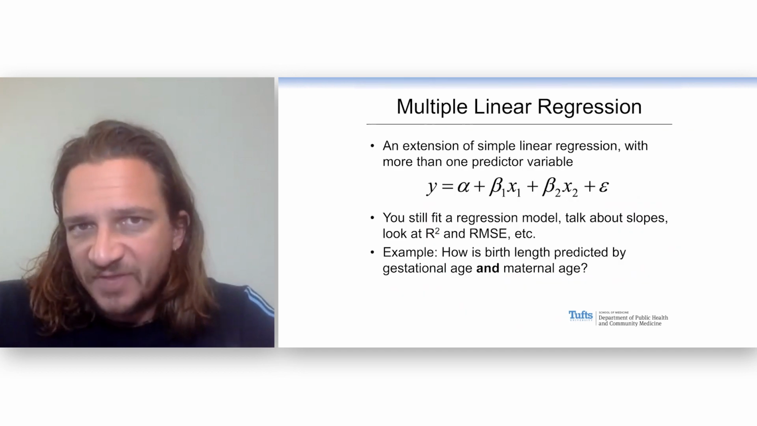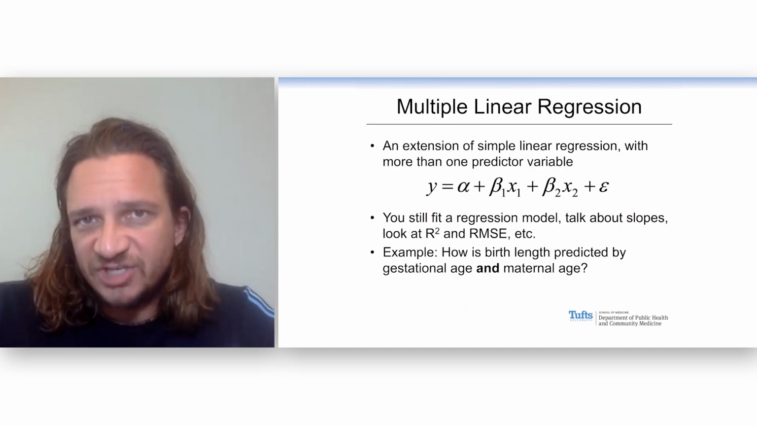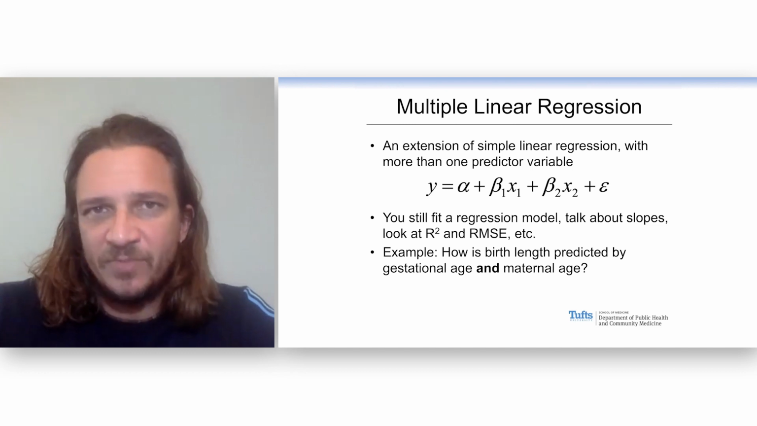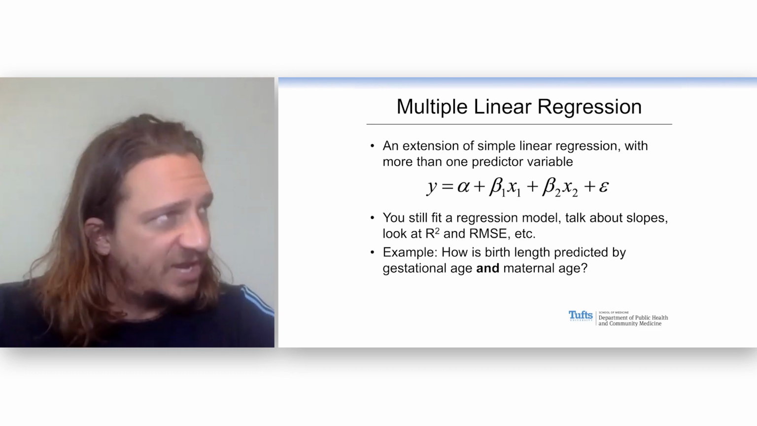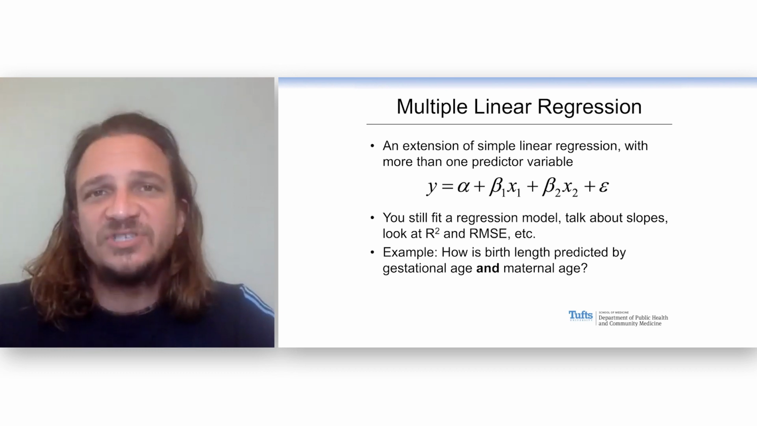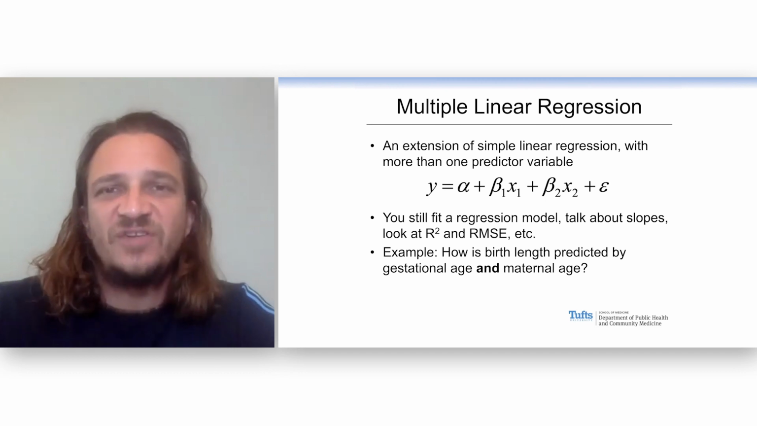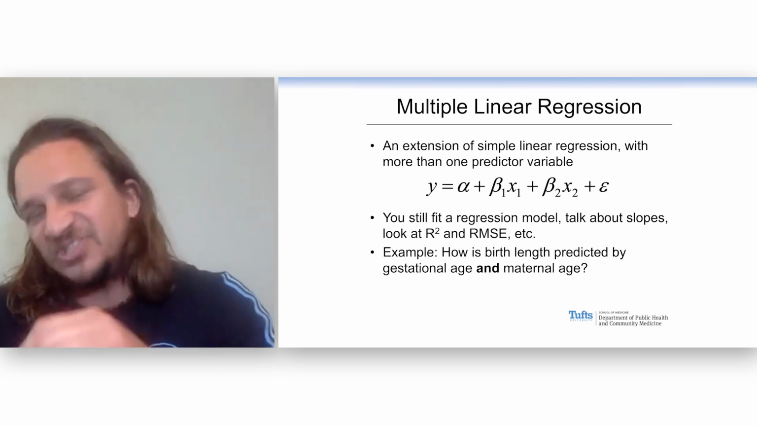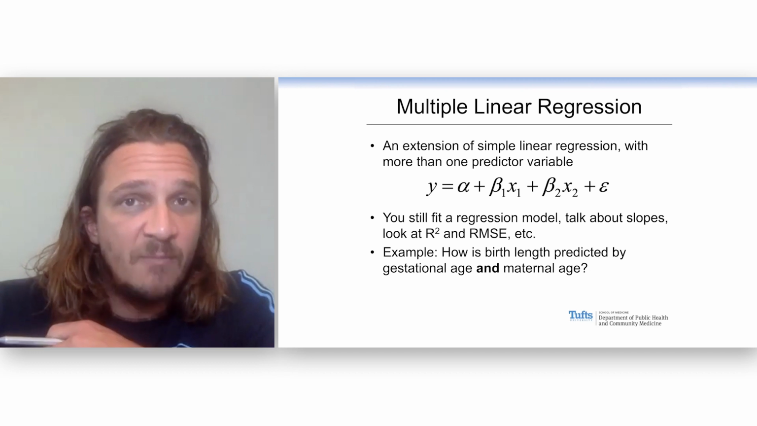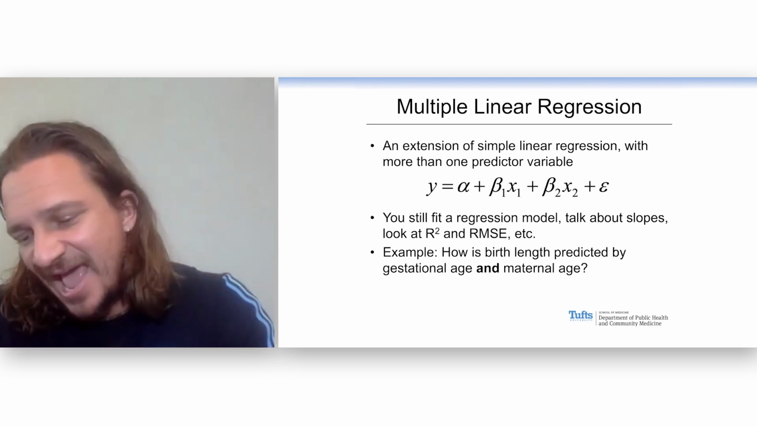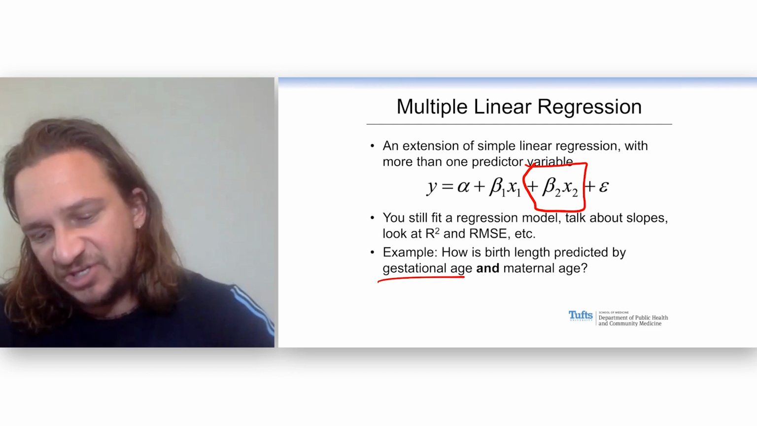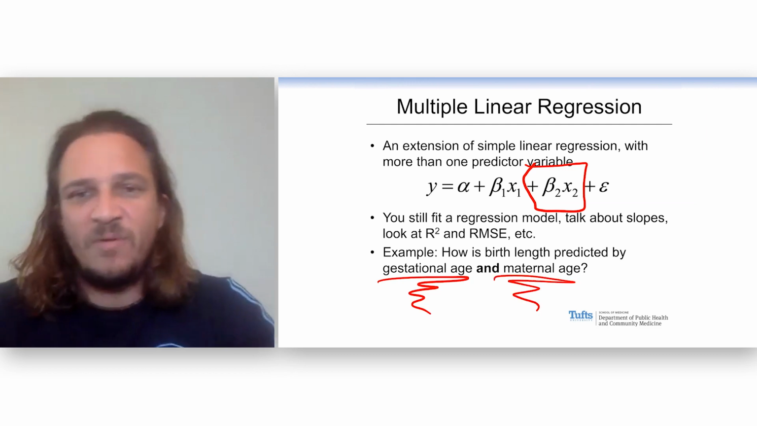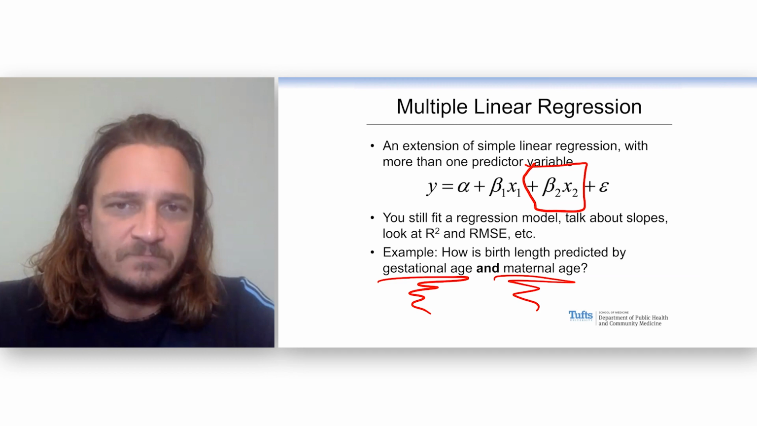We're going to build off this to do multiple linear regression. Most of this is going to look the same. We still fit slopes and intercepts. We can talk about the standard error of the estimate for the accuracy of prediction. We can talk about the R squared for how much of the variability is captured by the model. We still have independent and dependent variables, and we still have some sort of leftover or unexplained. But what we can do now is add more than one predictor variable. How is birth length predicted by gestational age? And can we put maternal age in the model too?